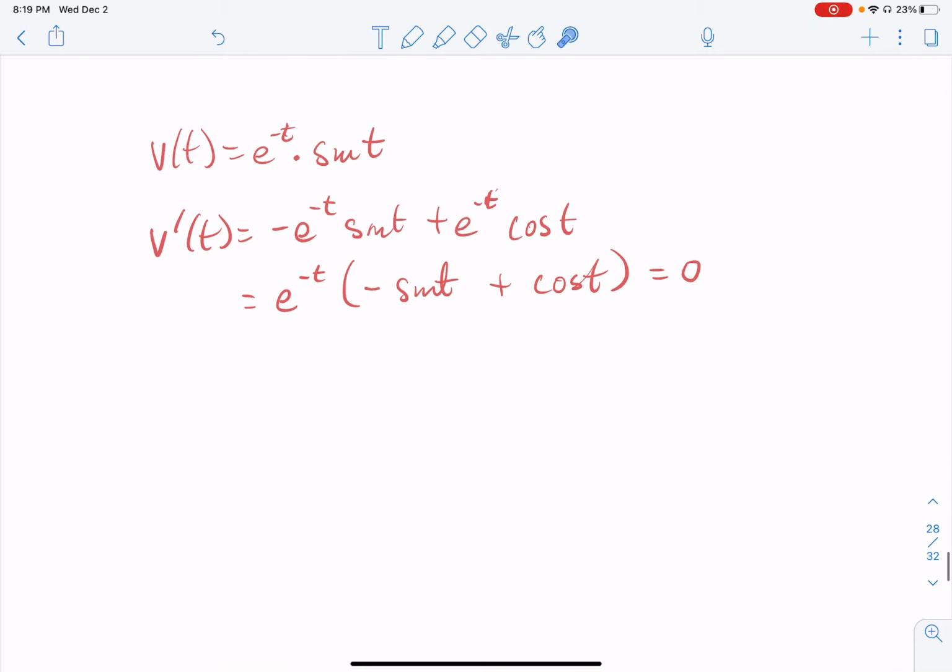So we've got a product of two things equaling 0, which means at least one of them has to be 0. If you can hear that, I've got a call from Spam Risk. I don't know that guy, so I'm not going to answer it.